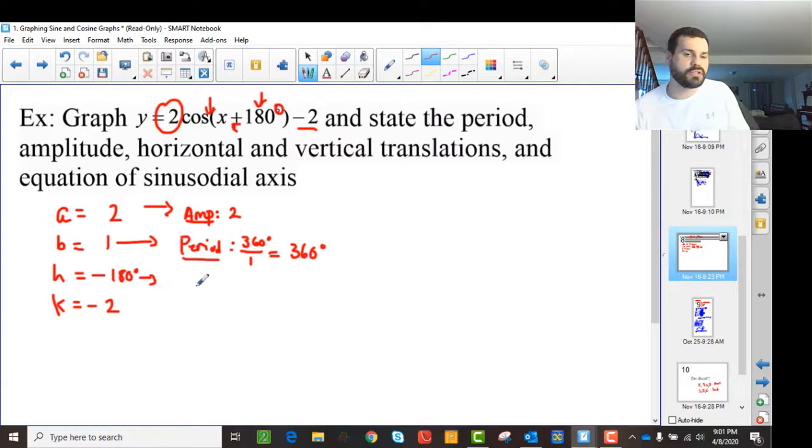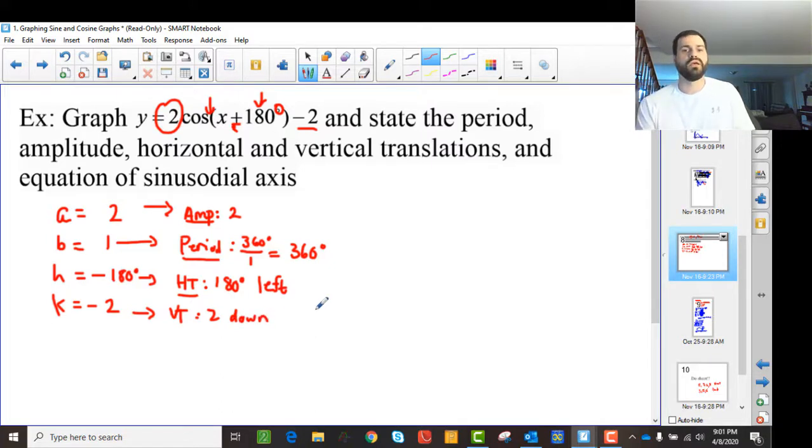The H value being -180 means I have a horizontal translation. I'm going to just abbreviate that H of T of 180 degrees, and it's negative, so it's going left. And then I have a vertical translation from K of 2 down because it's negative.